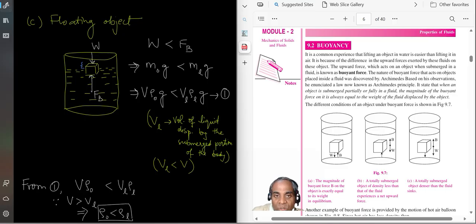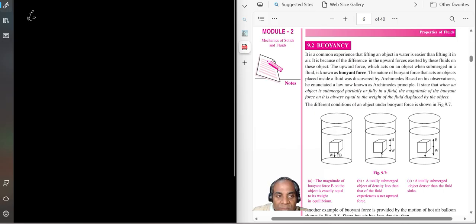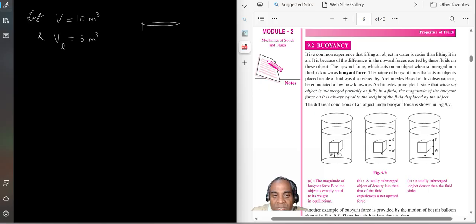Not clear? So let us take a small example of a value and see this. So let us say volume of the object is 10 meter cube, just for understanding, and volume of the liquid displaced by the submerged portion is 5 meter cube. That means the object is lying with exactly half its volume submerged in the liquid. So this is the solid, and exactly half, assuming it to be a cube, only the bottom half is inside the liquid, top half is outside. So I can say VL is 5 meter cube.